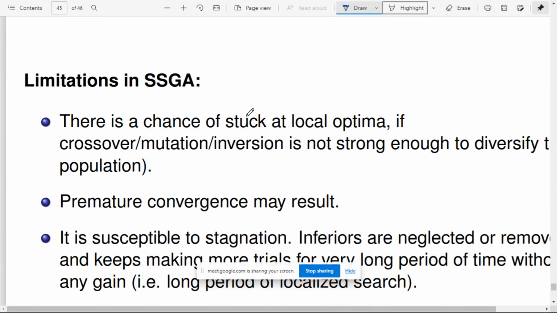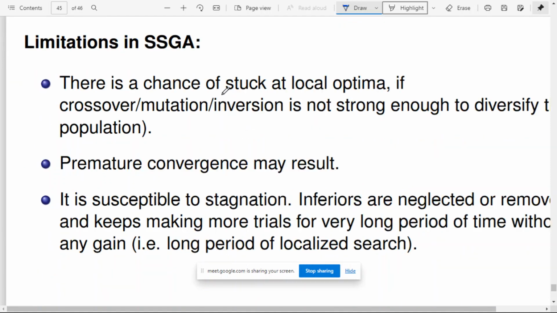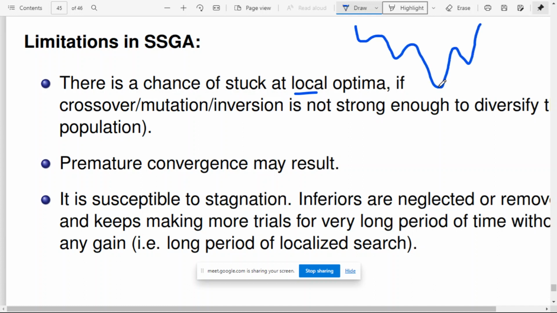There are some limitations. There is a chance that this algorithm may get stuck in local optima. In the last class we discussed what is meant by local optima. Local optima can be either local maxima or local minima. So in this graph, if you see, this is the global minima, which is the global optimum solution, whereas this is a local minima.